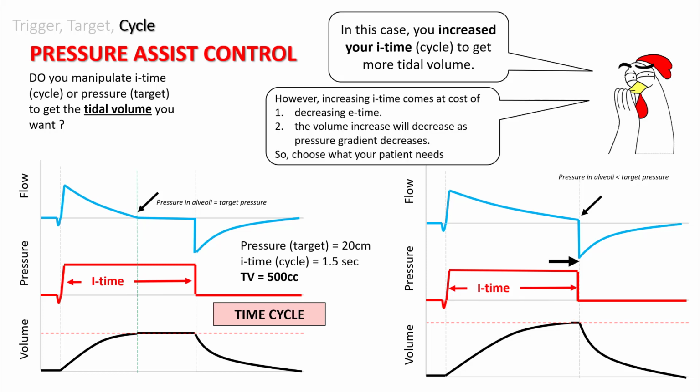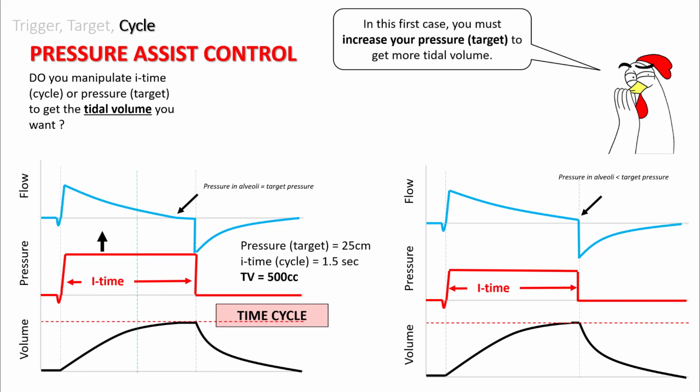Increasing I time, however, comes at the cost of decreasing expiratory time, and the volume increase that you will obtain will keep on decreasing as you keep on increasing your I time. So make sure that you choose what your patient needs. This becomes important in treating patients with COPD who need longer expiratory time, so you want to keep their I time shorter. In the first scenario, the only way to increase the tidal volume will be to increase the pressure.